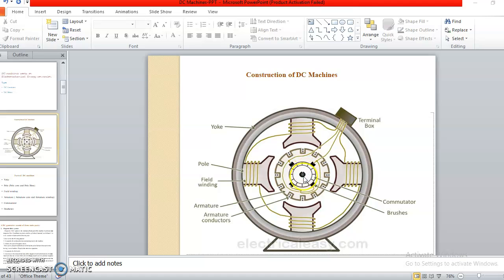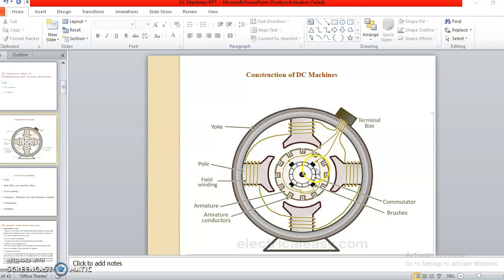Now in the second step, we are going to externally provide the rotation for this armature. For that we can use a prime mover, such as a diesel engine or petrol engine, whatever. But we are going to provide external, that means mechanical, power as an input. What happens when you rotate this shaft externally?